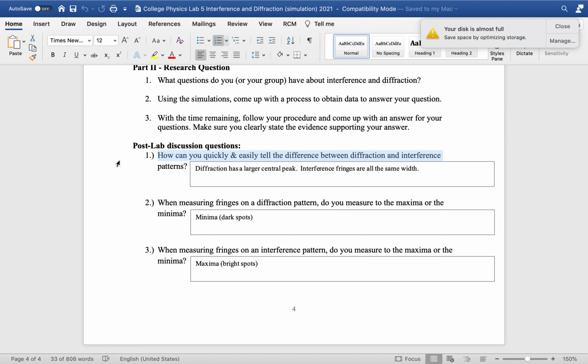Post-lab discussion question: how can you quickly and easily tell the difference between a diffraction and interference pattern? Diffraction has a larger central peak. We also saw that interference fringes are all the same width. When measuring fringes on a diffraction pattern, do you measure to the maxima or the minima? Of course, we measure to the minima, the darkest spot. And when measuring fringes on an interference pattern, do you measure to the maxima or the minima? We measure to the maximum, the brightest spot.